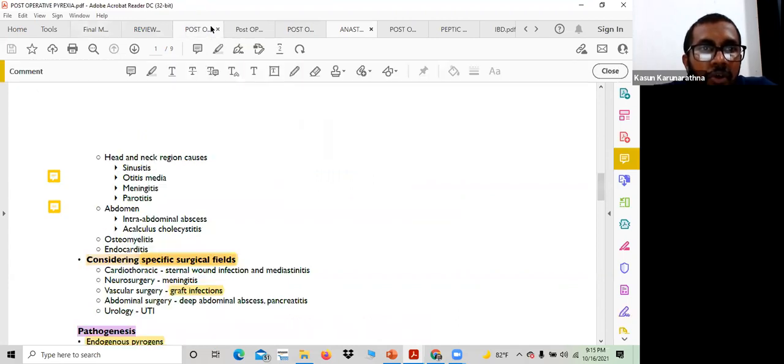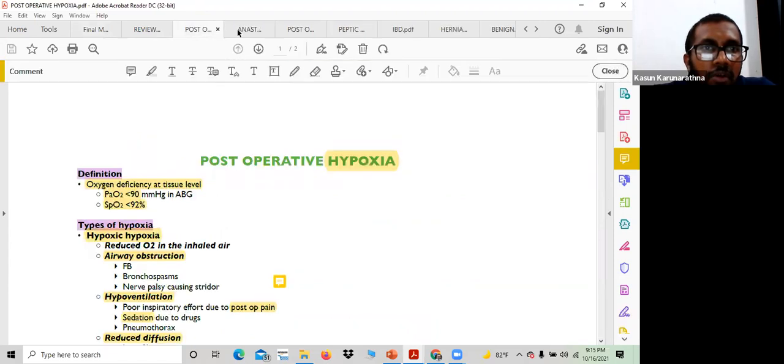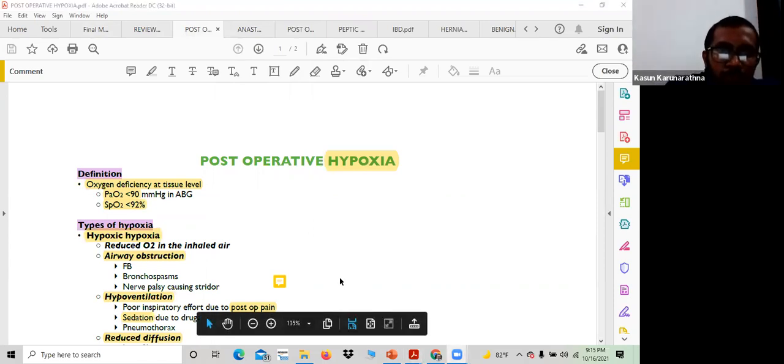Discuss this now. Cross these things. So do we use IV? Yes, IV paracetamol. Yes, we use. It's a good drug.